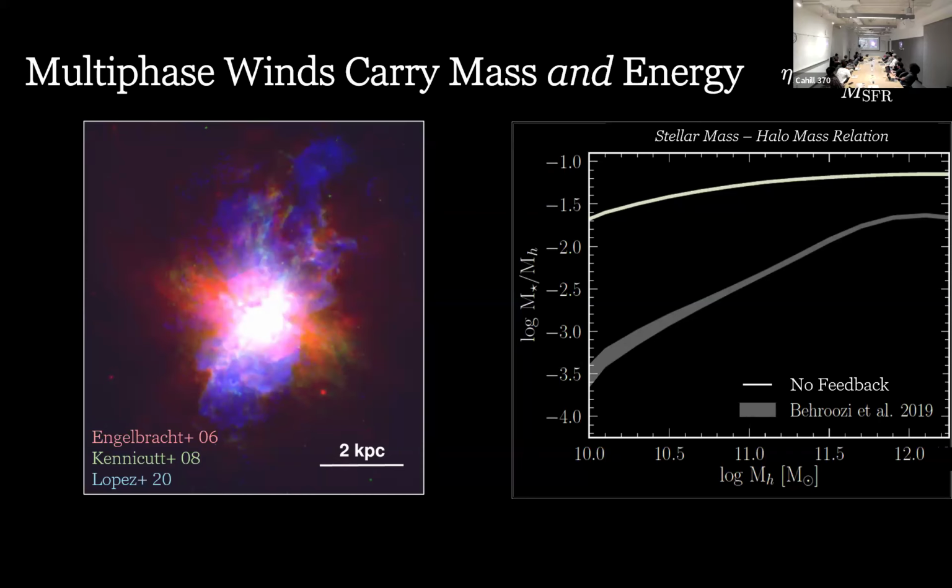And what immediately should come out to you is that this simple picture of galaxy formation versus what we seem to derive from the real universe disagree with each other by several orders of magnitude. And this was a really big issue in the early days of galaxy formation theory: how do you close this gap? How do you explain the inefficiency of star formation in halos across different scales?